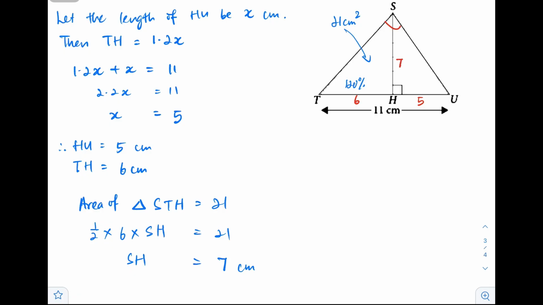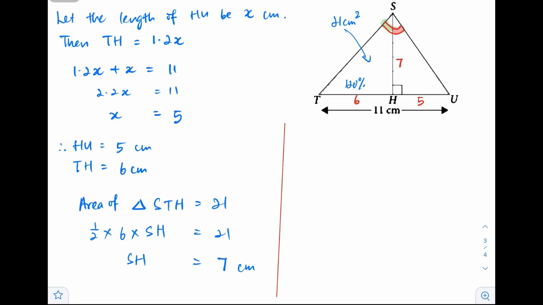So if we want to find this angle over here, what we can do is start by first finding this angle TSH using the right-angled triangle TSH, and then after that we add it to this other angle over here using the other right-angled triangle SHU. Adding these two angles together will give us the size of our required angle. So let me do it over here.